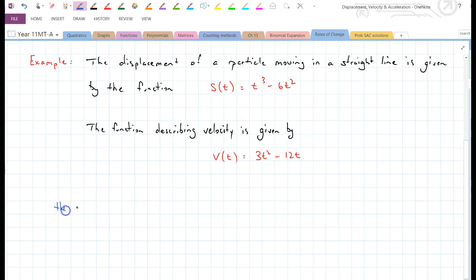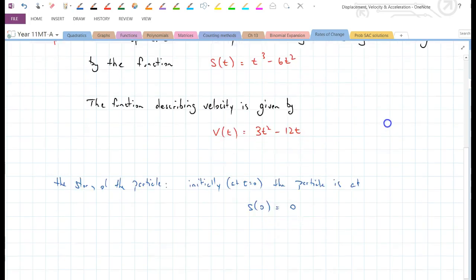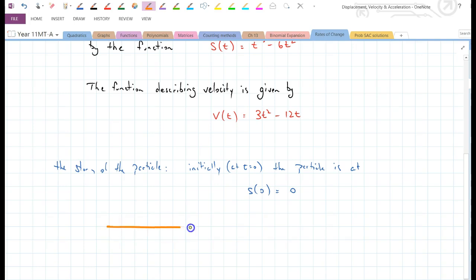The story of the particle. I can just sort of build this up a bit. So initially, at t equal to 0, the particle is at, the calculation is S0, which equals 0. So it starts off at 0. If we have a little look at what's going on here, if we just look at the line and where the point is, time equals 0, it's there. Alright, that's t equals 0.